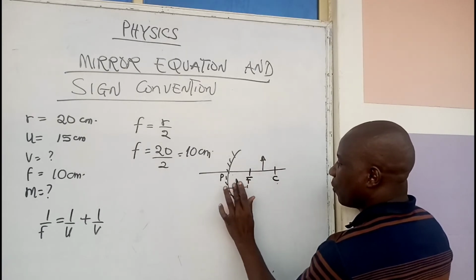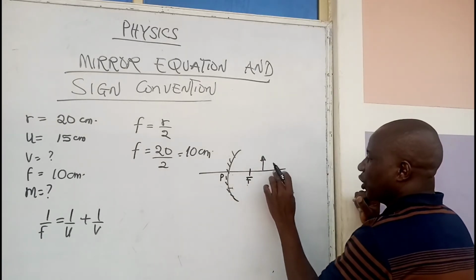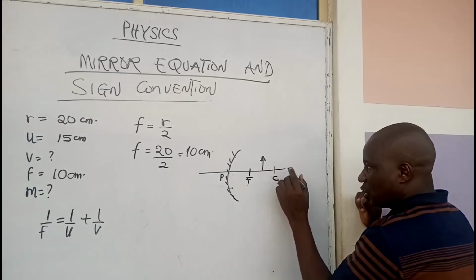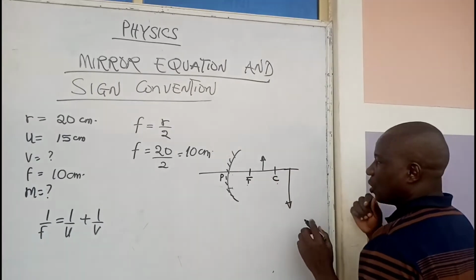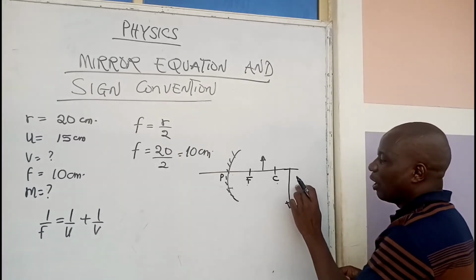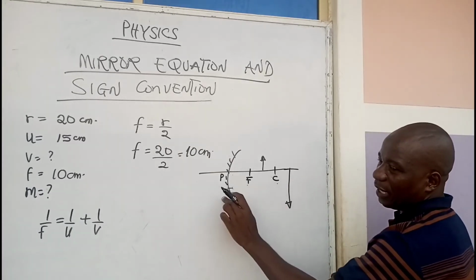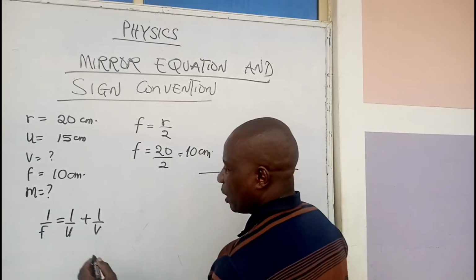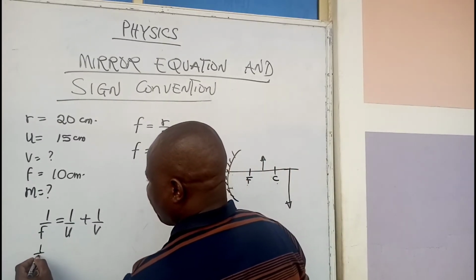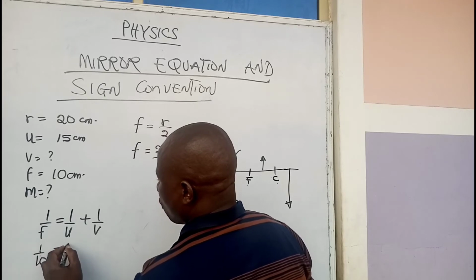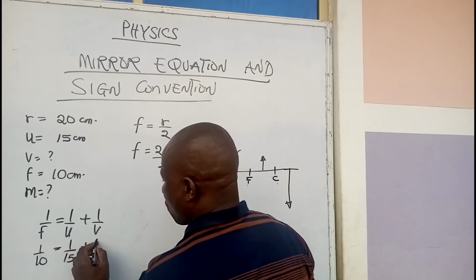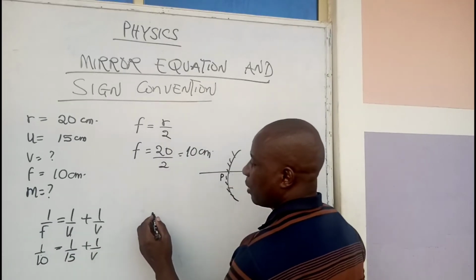So since it is somewhere there, then you know it is at the back here. So this one is now coming to this place and it's going to be magnified. So it means my object distance u is positive. So I will use my formula: 1 all over f, that's 1 all over 10, is equal to 1 all over 15 plus 1 all over v.